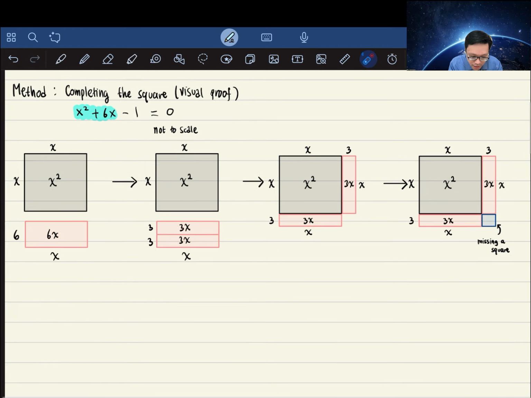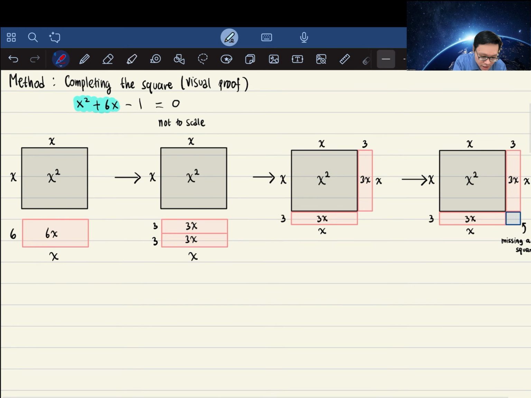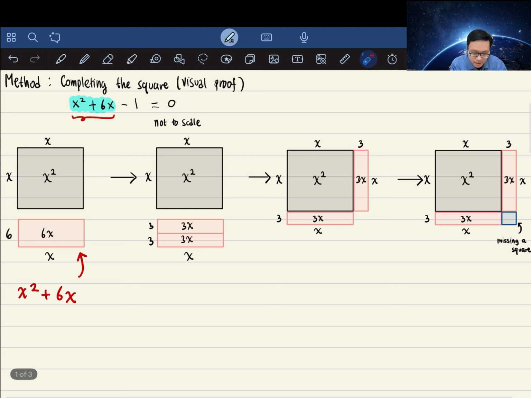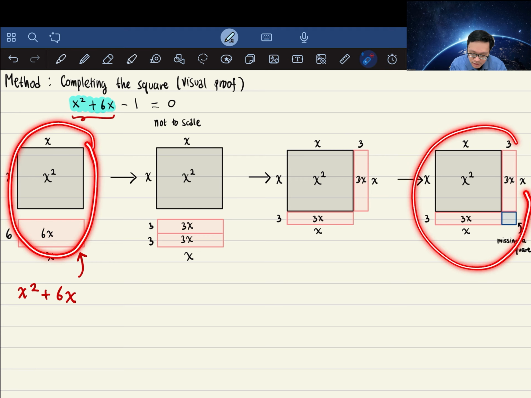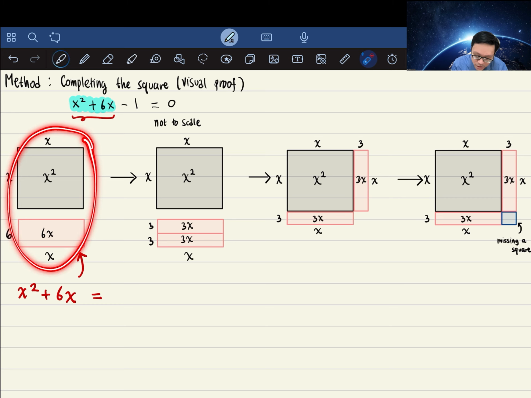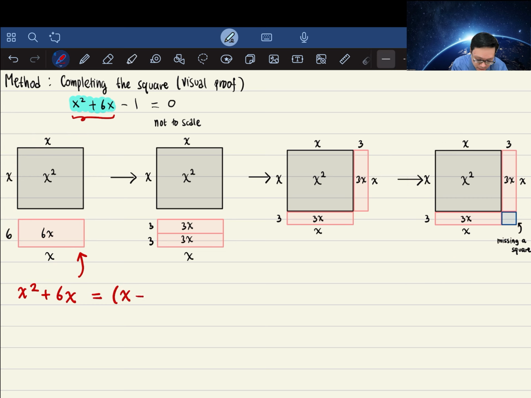Now, let's take a look at our equation here. Here we have x squared plus 6x. Let's focus on that first. X squared plus 6x. This is basically this one, right? We have x squared, the first area, and the second area is 6x. Now, these two areas basically equal this. Now, as you can see here, we have a square with sides x plus 3. So we have x plus 3 times x plus 3. So the area, this one, will be equal to x plus 3 squared.